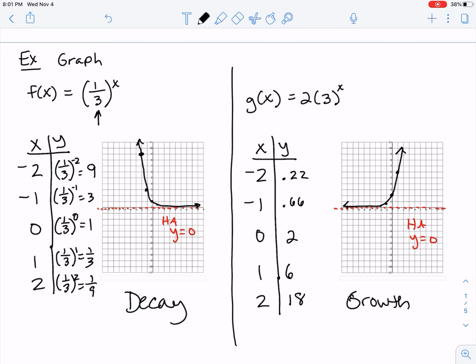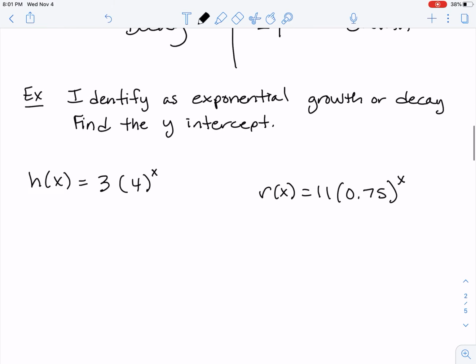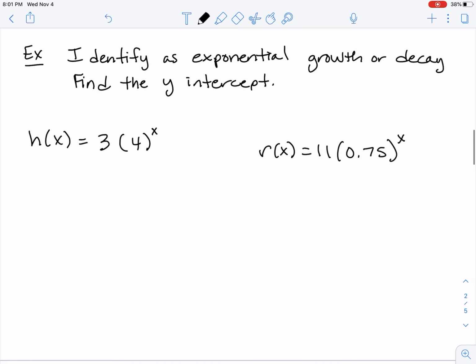Okay, so just by looking at the equation, I should be able to tell if it's a growth. Look at the growth factor. Look at that b value. So if b is greater than 1, it's going to be a growth. If it's between 0 and 1, it's going to be a decay. So let's take a look at some equations here. I want you to identify these just as growth or decay, and I want you to be able to find the y-intercept.